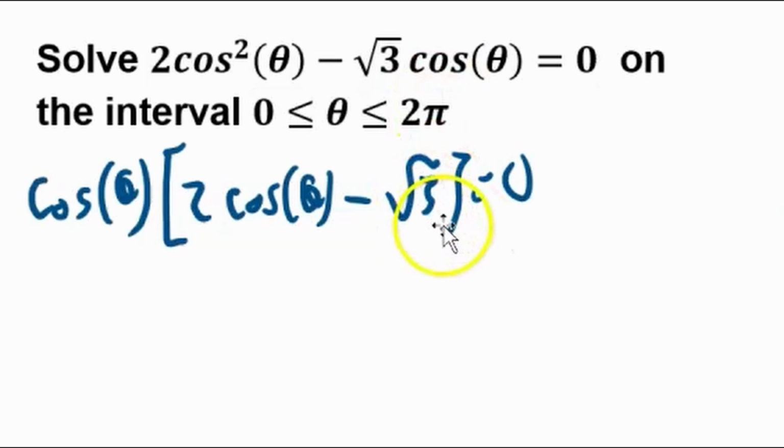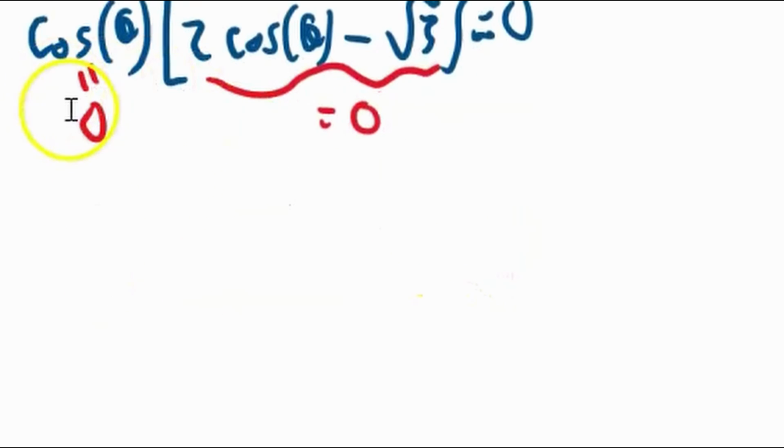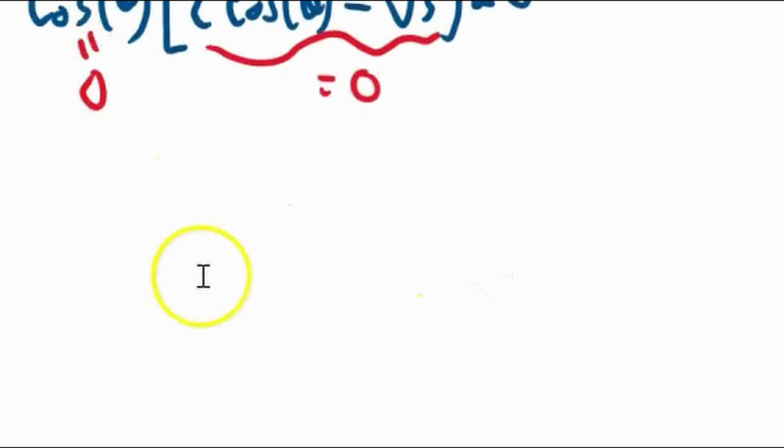And in this way, there are now two ways to get 0. Either cos theta could equal 0, or this other factor can equal 0. And when you cancel out cos theta, we lose this solution here. So let's go through it, and find out what this solution is that many students lose.